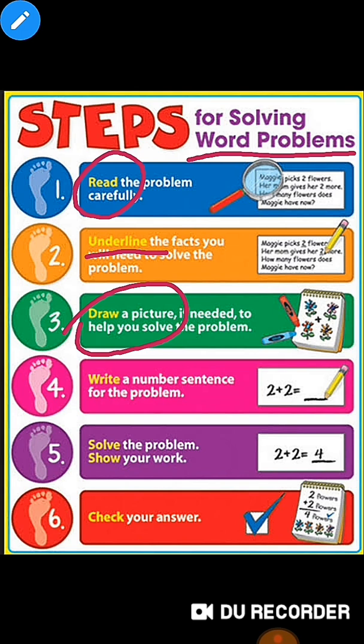So in this way, you can read the word problem and understand what you have to find actually and what operation you have to apply. Then you need to write a number sentence, children. Whether you are doing addition, subtraction, multiplication, or division, based on that you are going to write the number sentence for it. Then solve the question. Solve and also show your working. And finally, you need to check your answer.